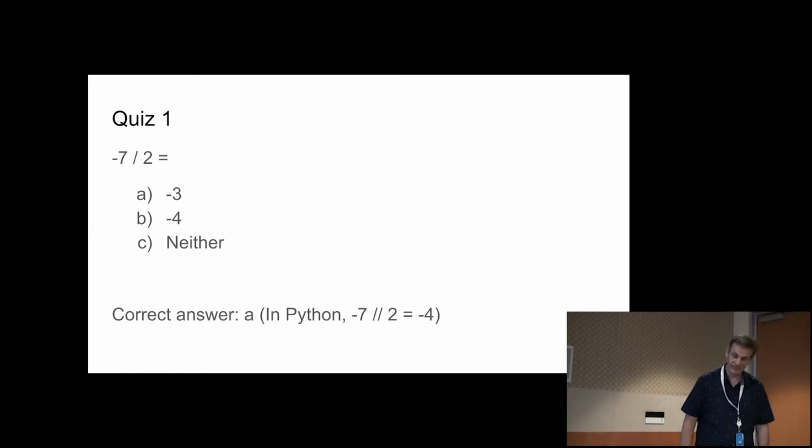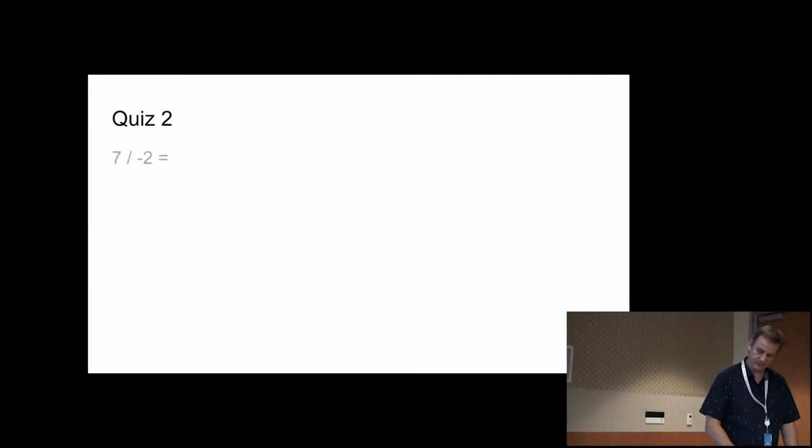Very good. However, in Python, you write the integer division with 2 slashes. It's actually called floor division, and it rounds down, so that's why it's -4.